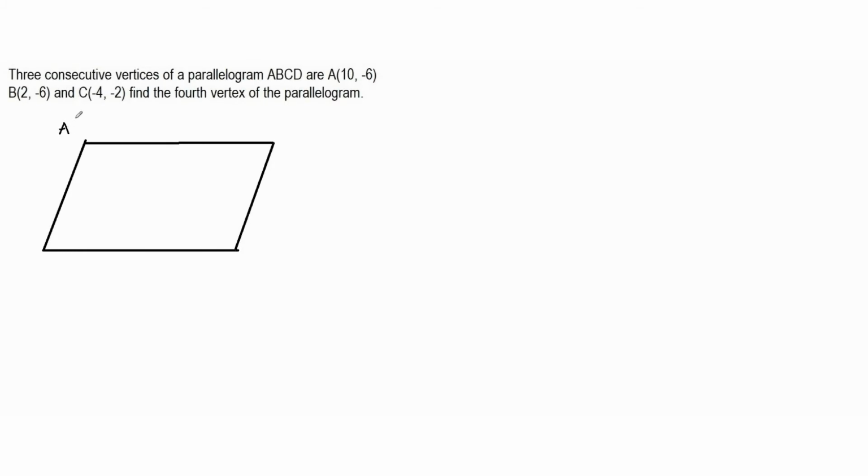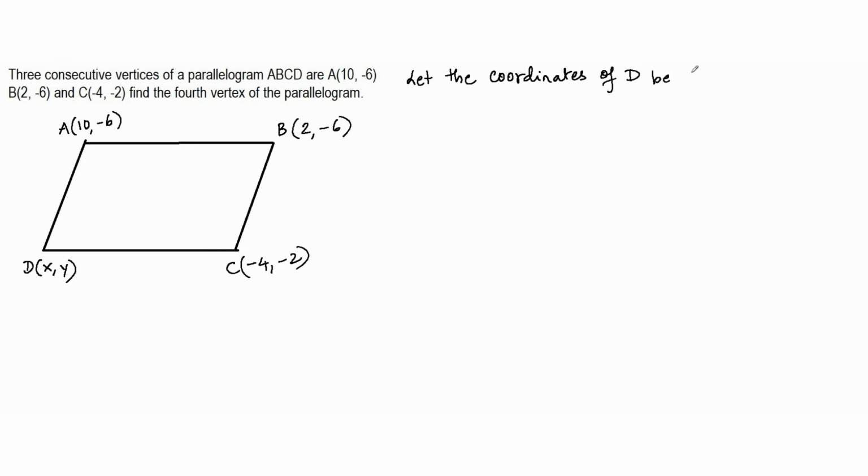So A is (10, minus 6), then B is (2, minus 6). Please note that because the parallelogram is ABCD, I have to write the vertices in order. So I shouldn't be writing C here, that would be a mistake. C should be written here because that would mean that A, B, C and D are continuous. So C is (minus 4, minus 2). And then of course the fourth vertex here is D, and we have to find the coordinates of this vertex. So let the coordinates of the point D be (x, y).